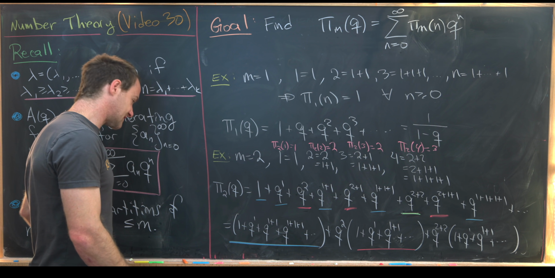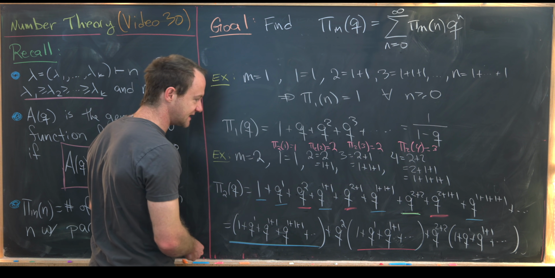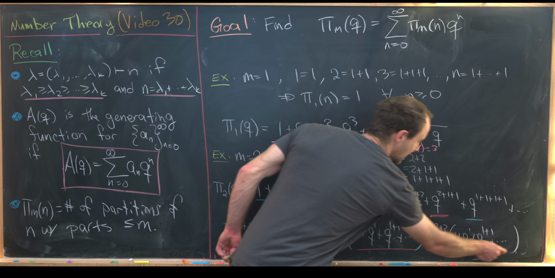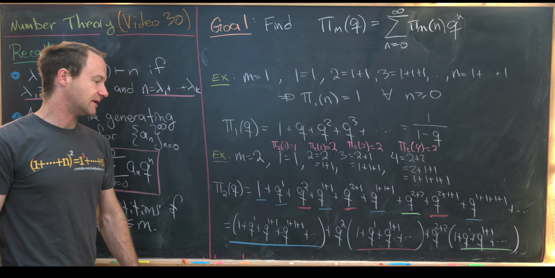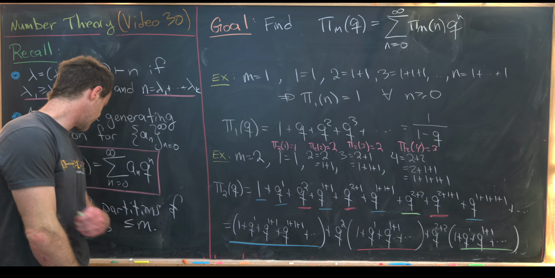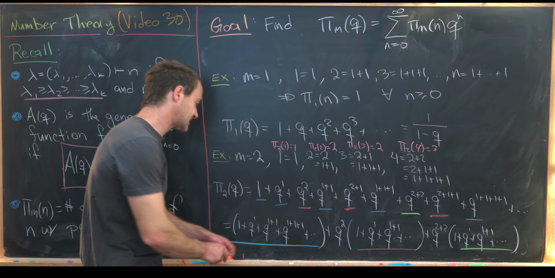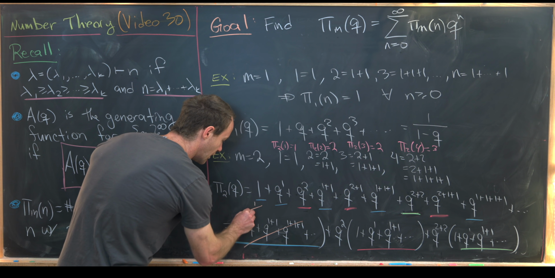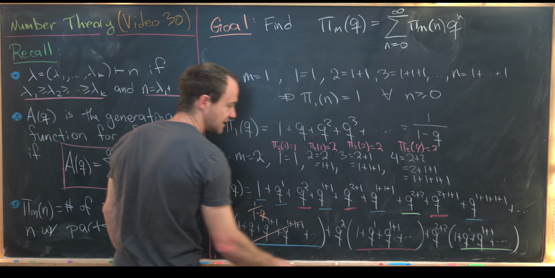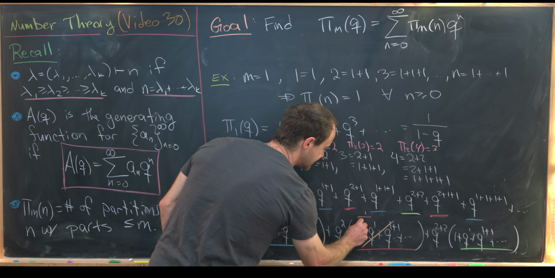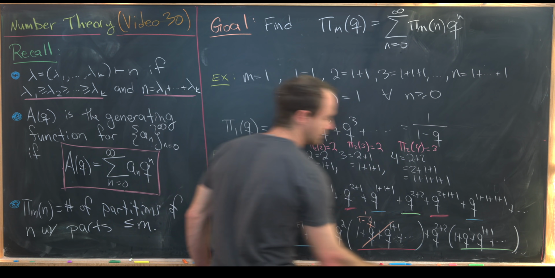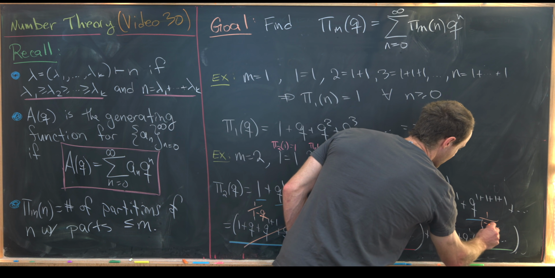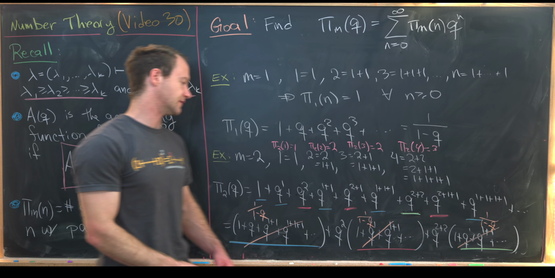And then next up, we can notice that each of these things which are underlined in these different colors can be summed via the geometric series rule. So this guy right here can be summed to 1 over 1 minus q. This guy right here can also be summed to 1 over 1 minus q. This one right here, 1 over 1 minus q, and then so on and so forth.